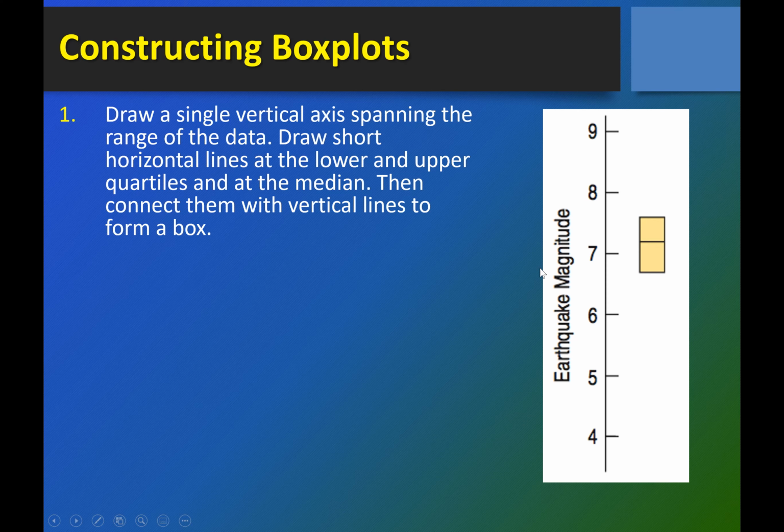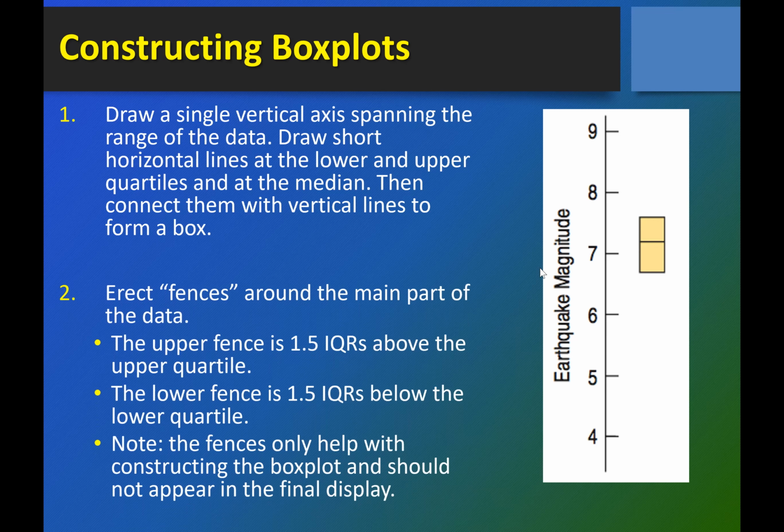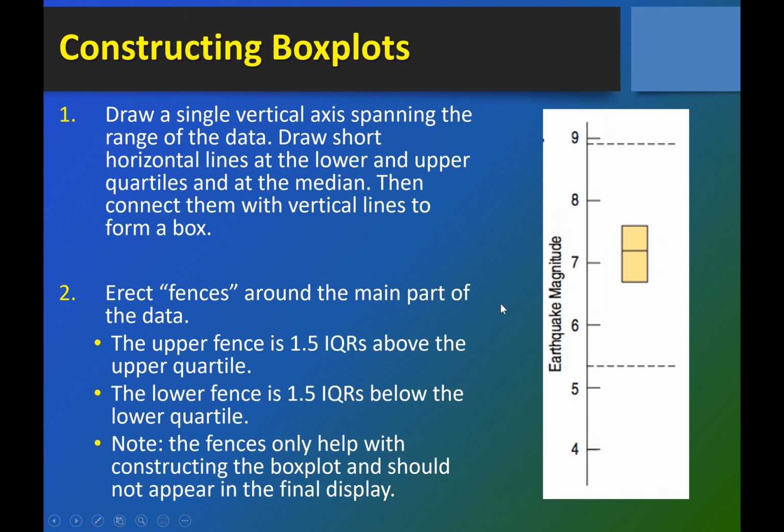So now comes time for the whiskers. In order for us to build our whiskers, again, you find your fences. So what you're going to do is you will make your 1.5 interquartile ranges above, 1.5 interquartile ranges below, and these are going to be your fences. Now, these fences are not actually going to be physical parts of my graph, but they are going to be kind of guidelines for us. So you see here, I've got that drawn with a dashed line because we may or may not be actually drawing in where that fence is.